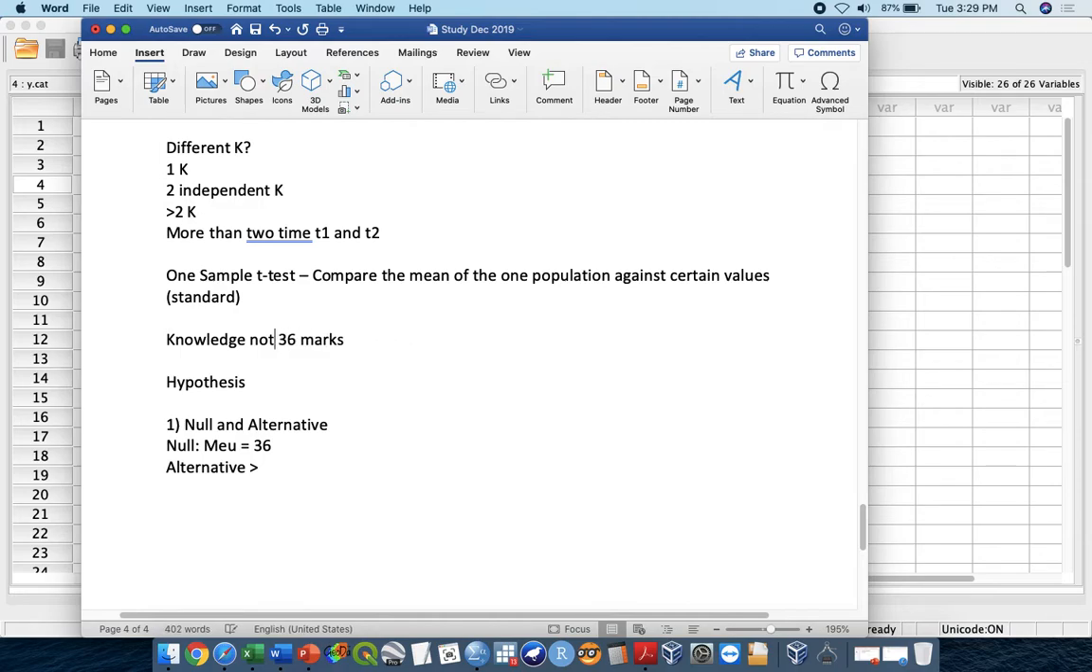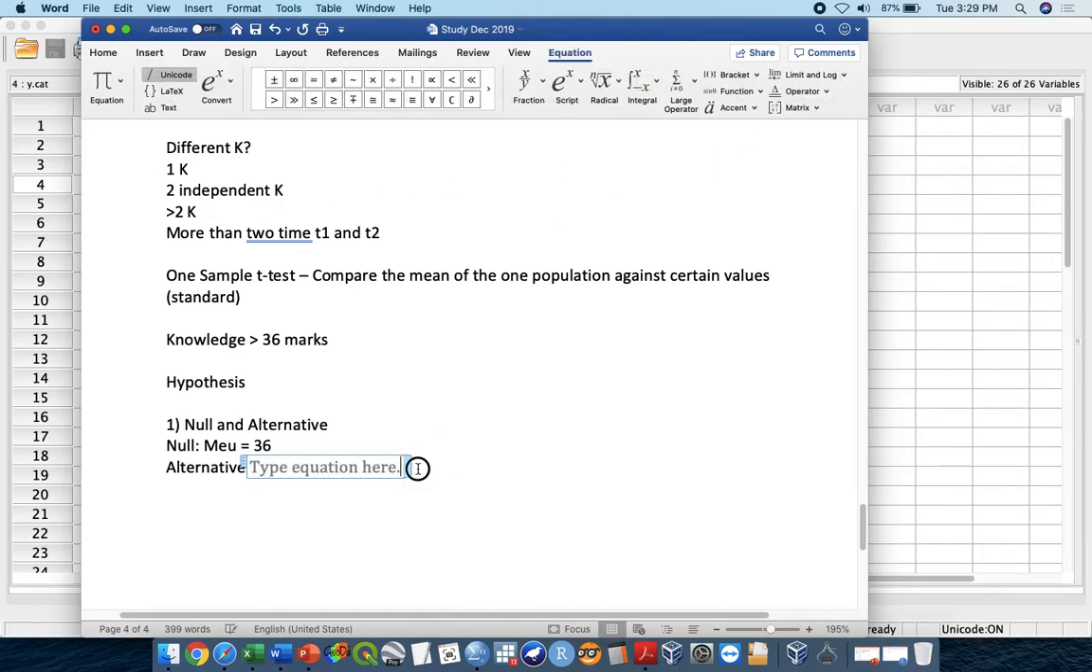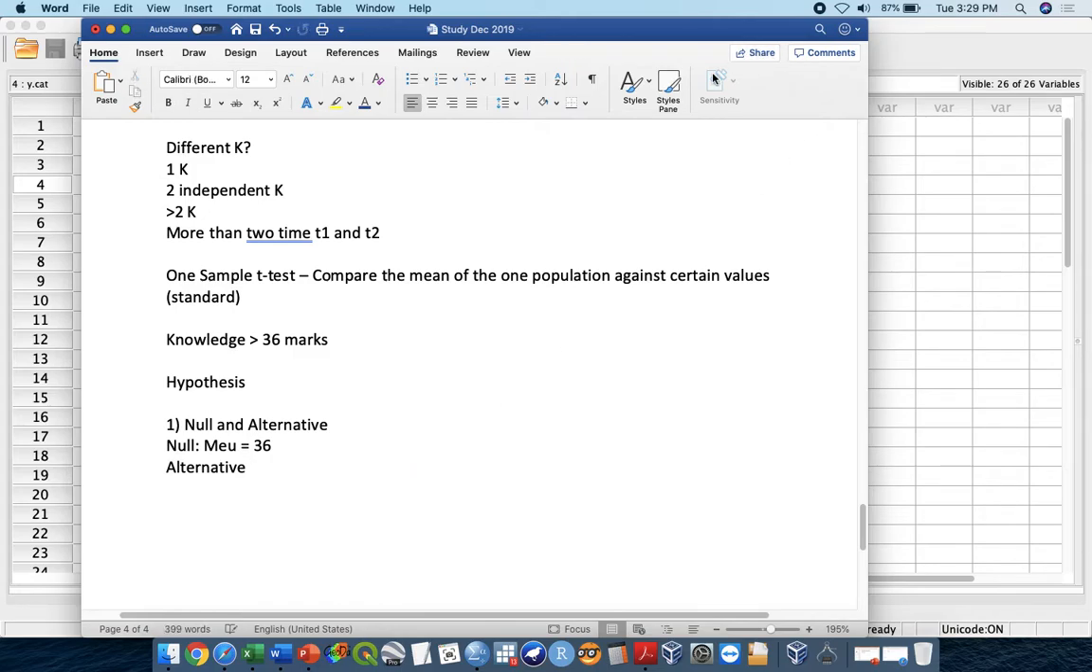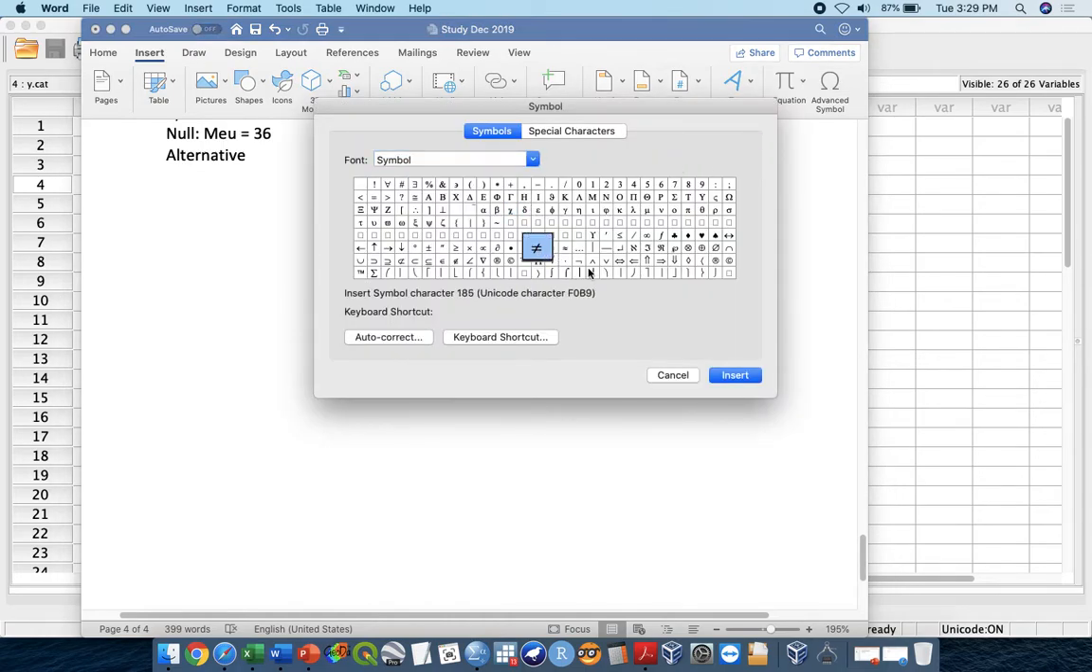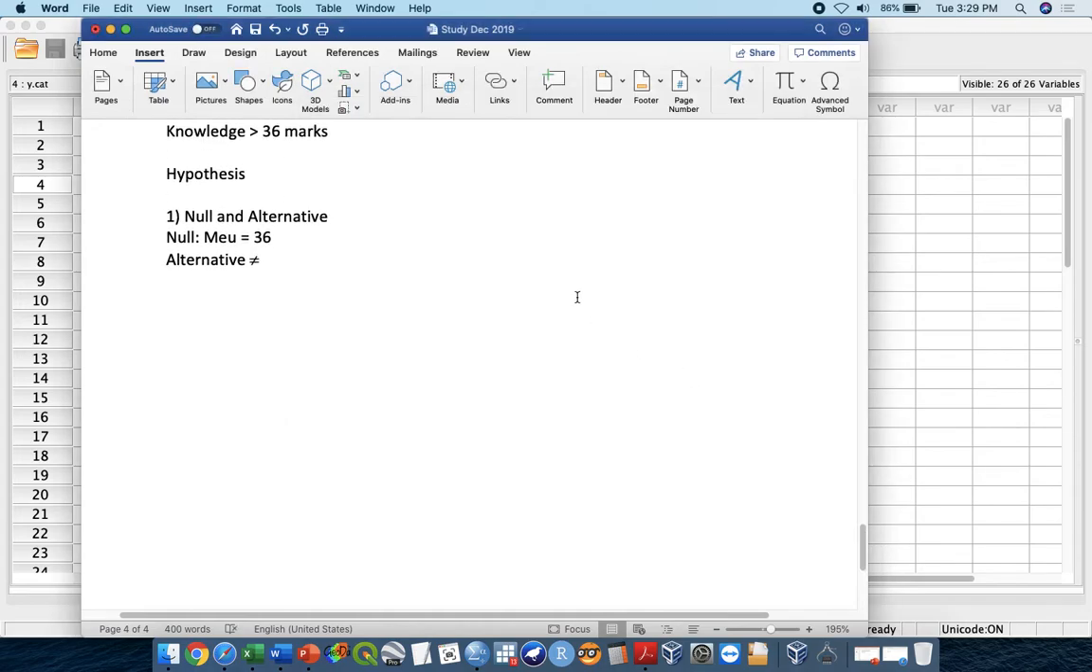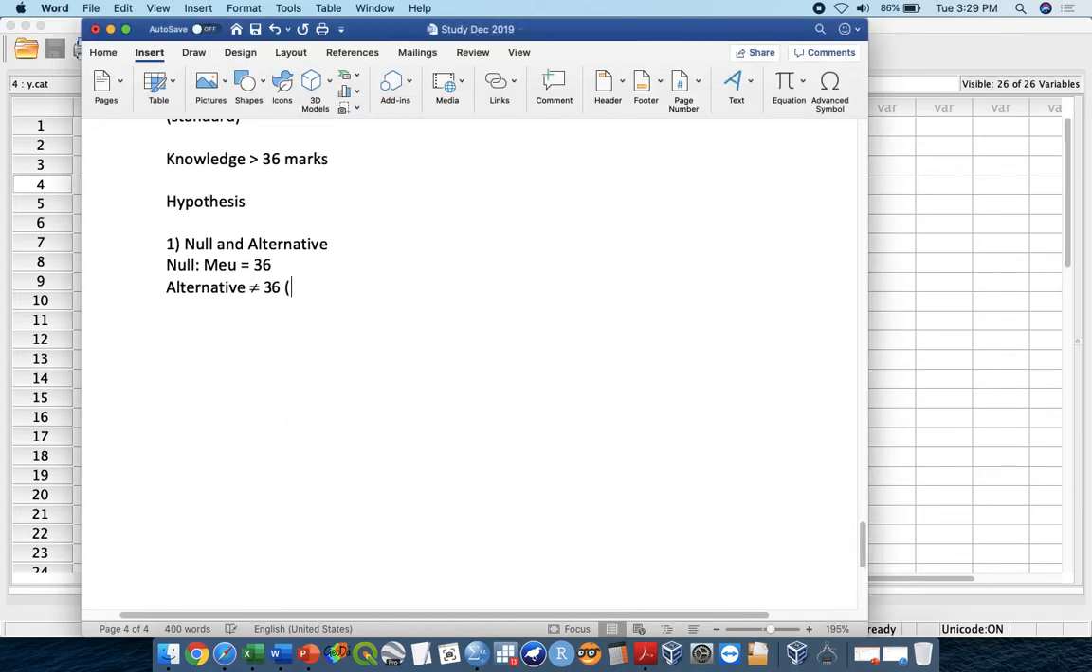Just to let you know, the government says that more than 36 is good. So my alternative will be not equal. I'm going to insert the symbol, not equal to. Just to share with you the non-directional hypothesis first. This one, not equal to 36. Of course, this one is called what? Non-directional hypothesis. So this is about the statistical wording.